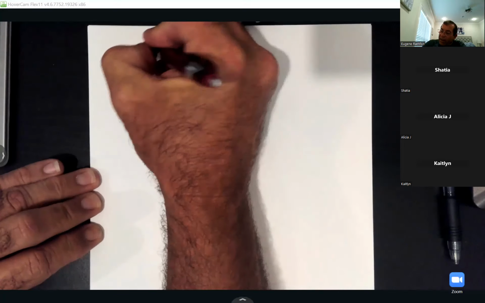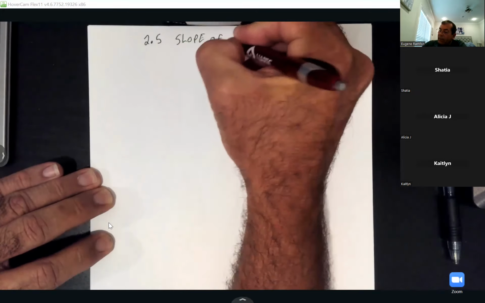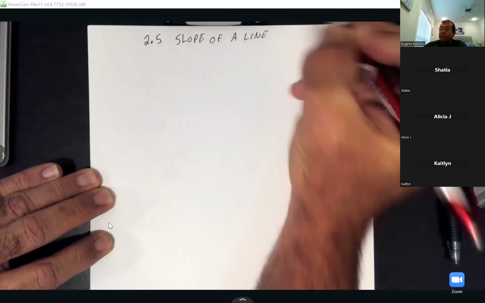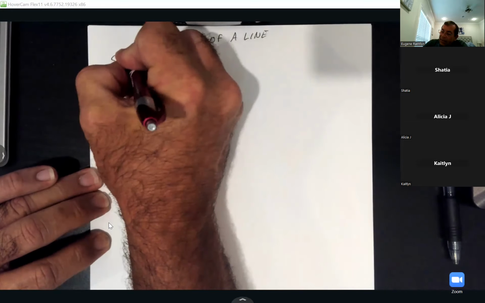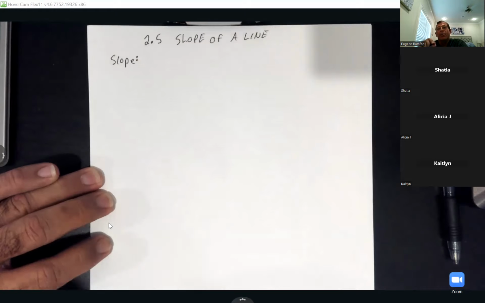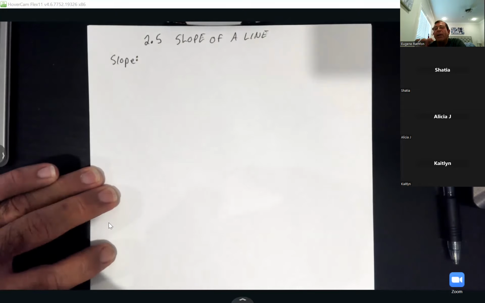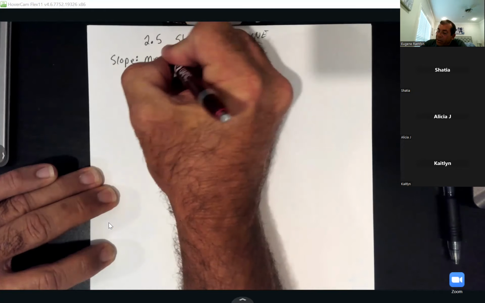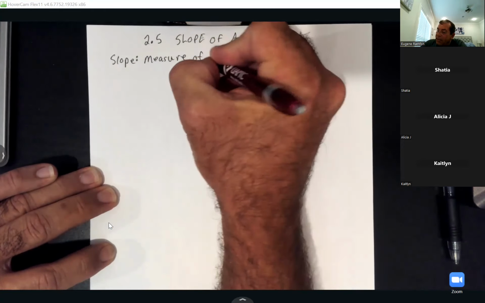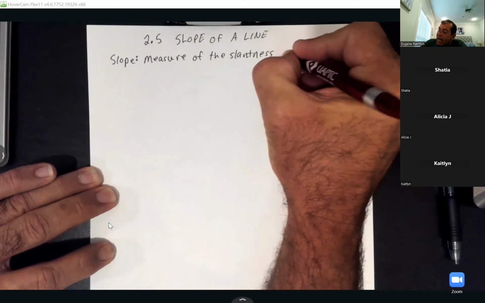Okay, also 2.5. So this homework, like I said, is finding the slope of a line. So technically, when we're talking about the slope of a line, I would say it is a measure of the slantness of a line.